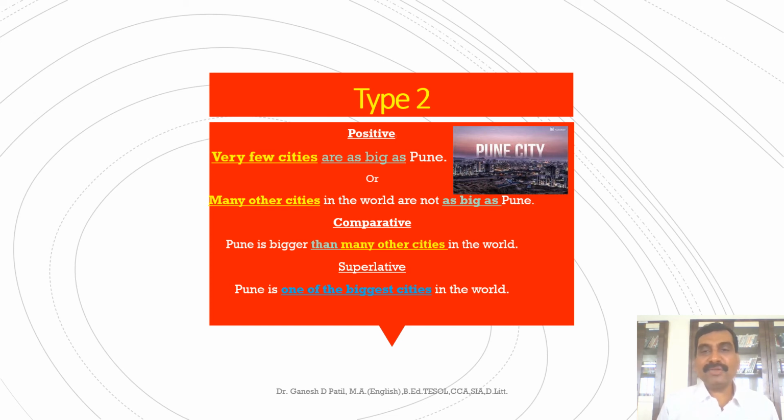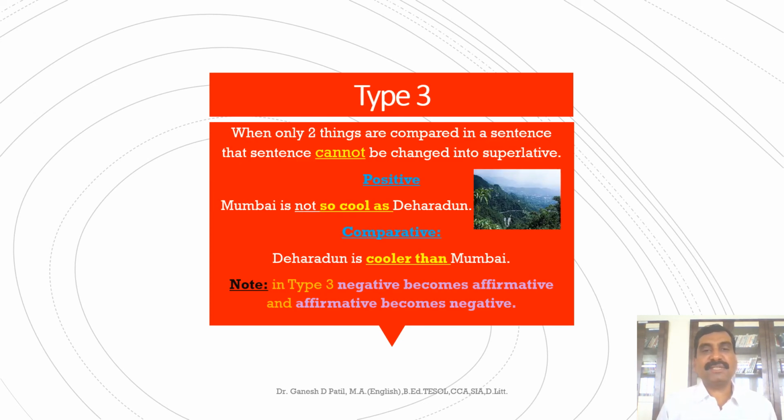Let us see what are type 3 sentences. In type 3 sentences, only two objects or two things or two persons are compared or two qualities are compared. And when only two things are compared, that sentence cannot be changed into superlative degree. We'll see an example. Mumbai is not so cool as Dehradun. So cool as. We took so cool as because not is there in the sentence.